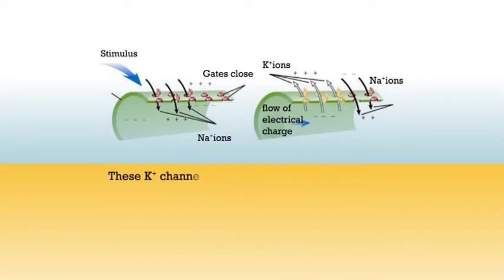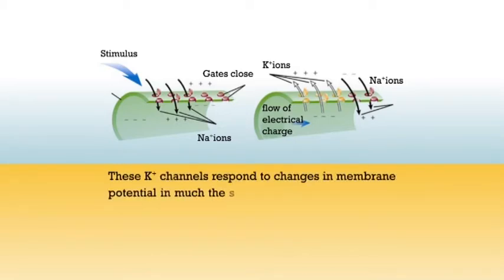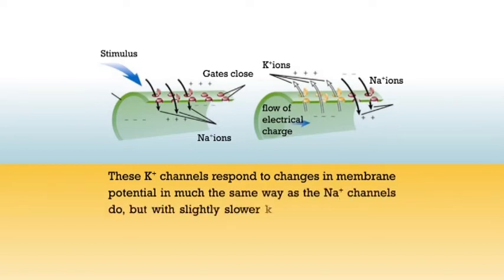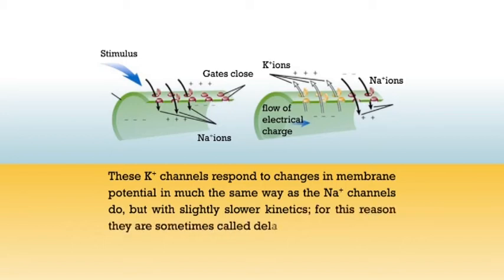These potassium ion channels respond to changes in membrane potential in much the same way as the sodium ion channels do, but with slightly slower kinetics. For this reason, they are sometimes called delayed potassium ion channels.